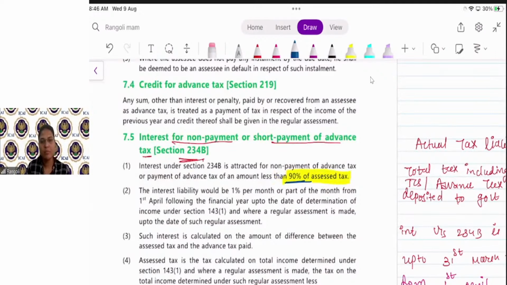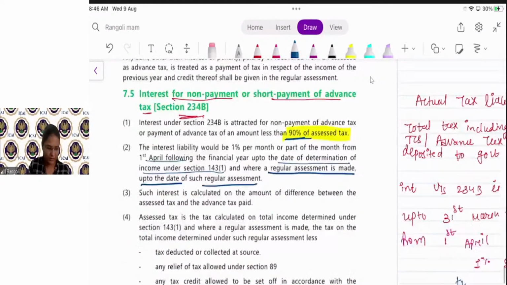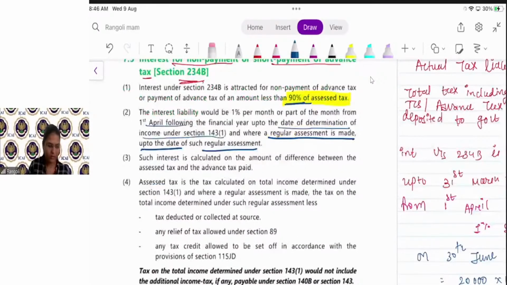The interest liability would be 1% per month or part of the month from 1st April following the financial year up to the date of determination of income under 143(1), or where the regular assessment is made, up to the date of such regular assessment. Because the interest is leviable on balance tax due only. The 90% criteria is for applicability of section 234B. If you have not deposited 90% of your tax liability, then you need to pay interest under section 234B on balance tax amount.